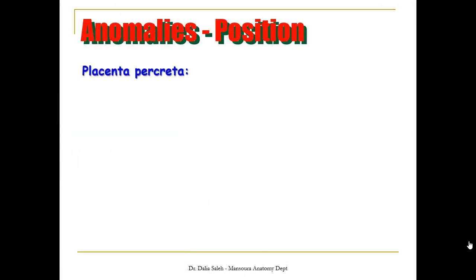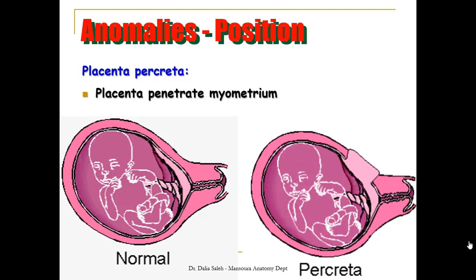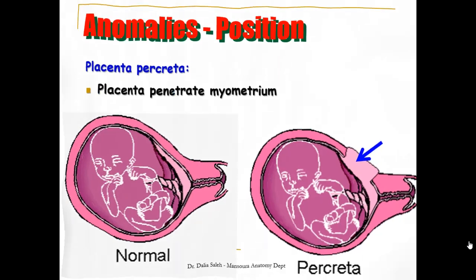For placenta percreta, here the placenta penetrates deep inside the myometrium. This is the normal attachment of the placenta to the uterus, but here the placenta percreta penetrates the myometrium of the uterus, and this of course has many complications.